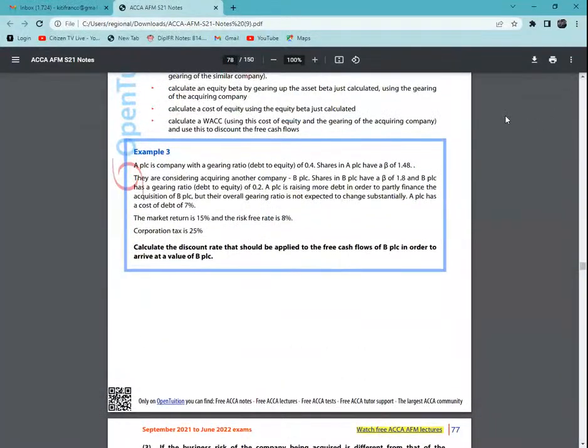Example 3. You'll be able to get this from the book that I've just shared with you. Quite an easy one. So I'm giving you 2 minutes and ensure that you're able to get this question correctly.